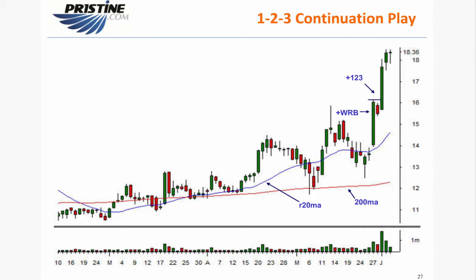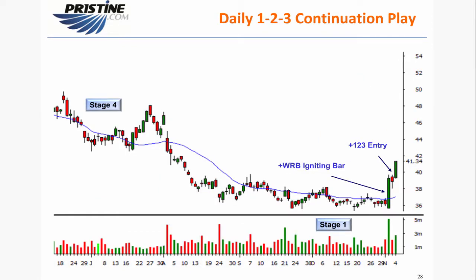All right, so here again, daily chart, 1, 2, 3 continuation. Here you do have that igniting volume with the wide range bar breaking out of a stage 1 consolidation. So here you get your inside bar and 1, 2, 3 continuation entry the following day. So you'd buy it again as it breaks over those highs. Your stop goes under the low of the bottoming tail.